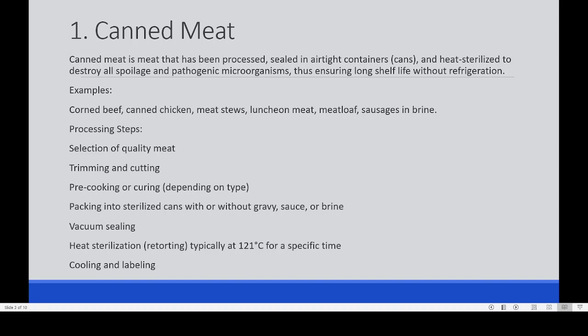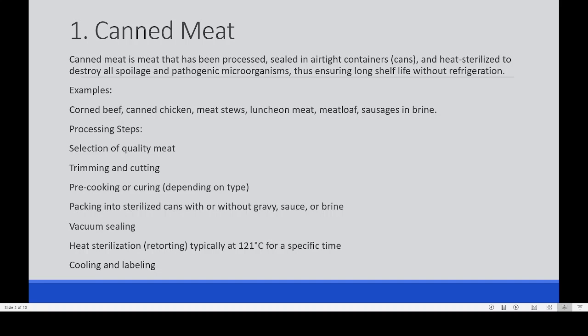The purpose of the pre-cooking is to kill most of the bacteria. Another advantage is that some of the canned meats are ready-to-eat items. Just by simply opening the can, you can directly eat. That way the products are usually prepared. So that is the purpose of cooking.